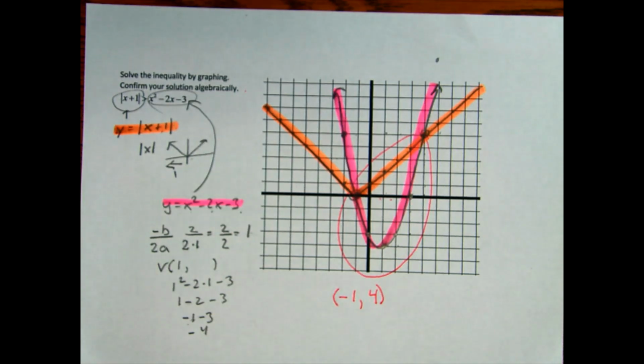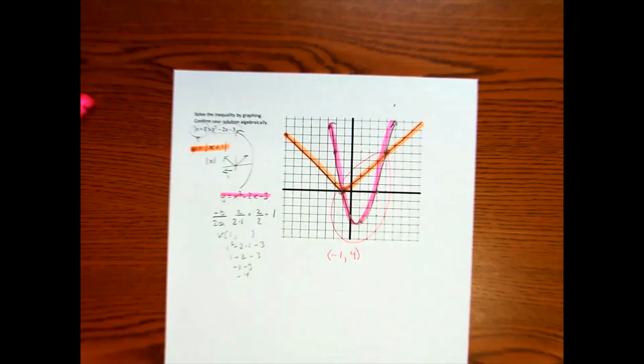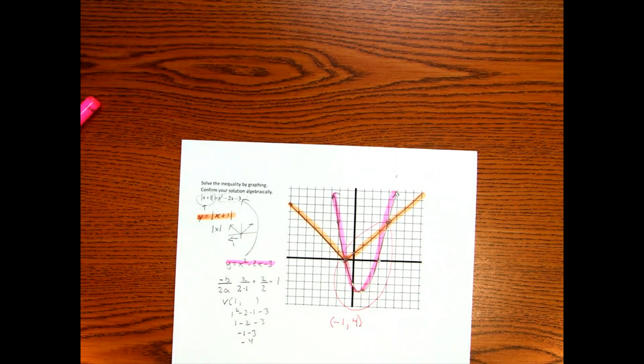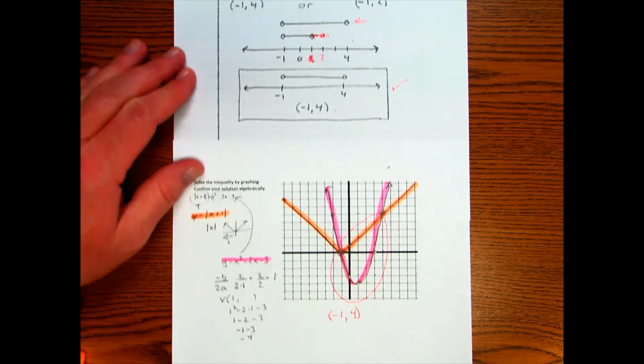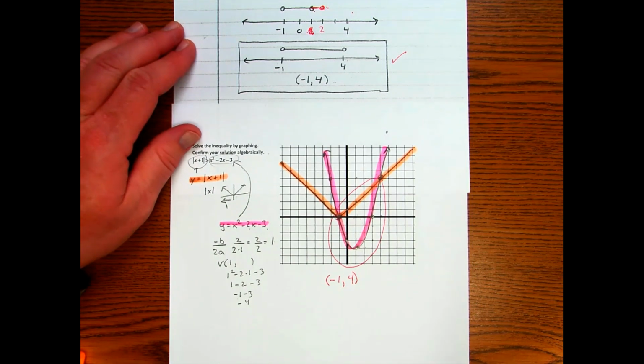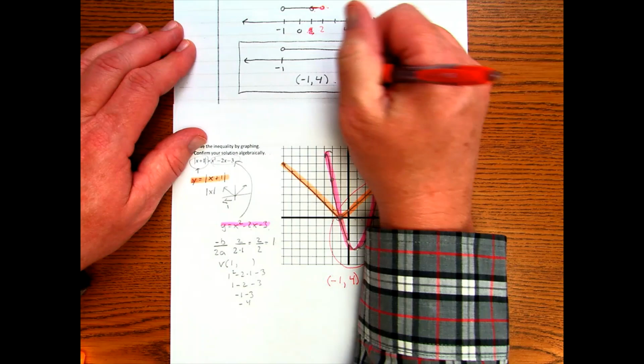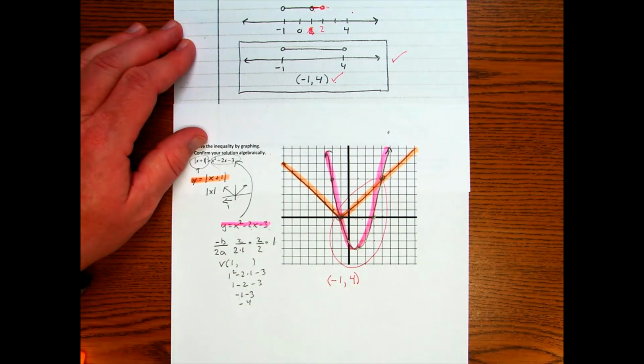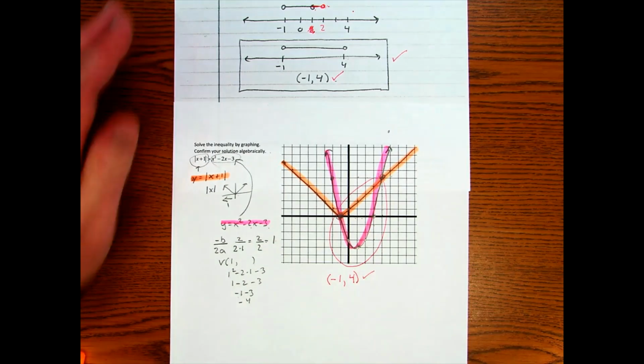All right, let's compare this to the algebraic approach that we did a few moments ago. We know from the algebraic set of steps that we got -1, 4. There's the same -1, 4.